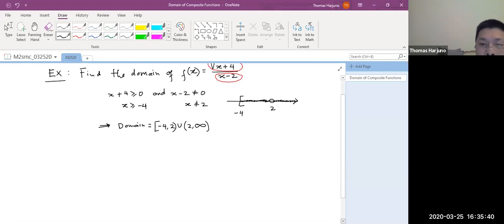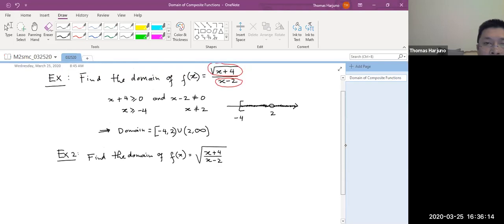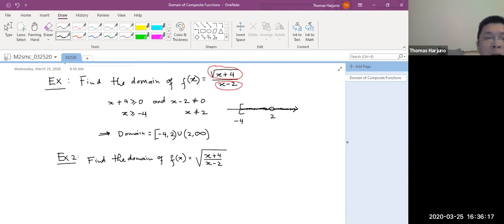Next, what if we have another example? This one is a bit harder. What if I have: find the domain of, say, f of x equals the square root of x plus 4 over x minus 2. So you see this time the square root actually includes the denominator. You see the difference between example 1 and example 2?